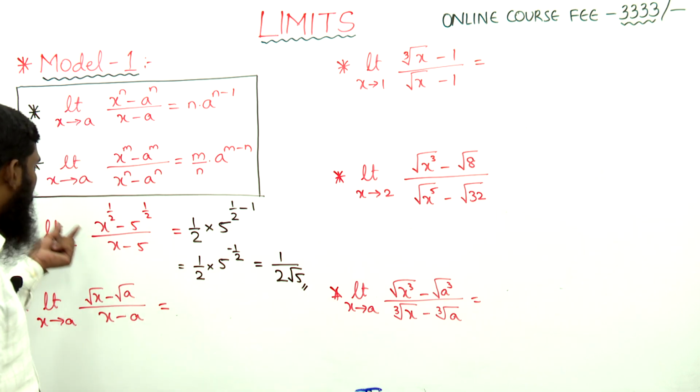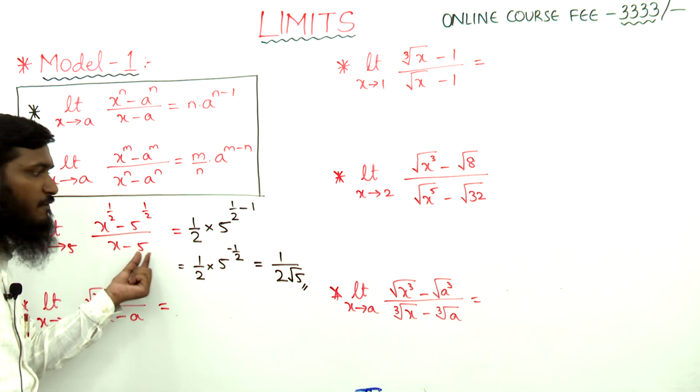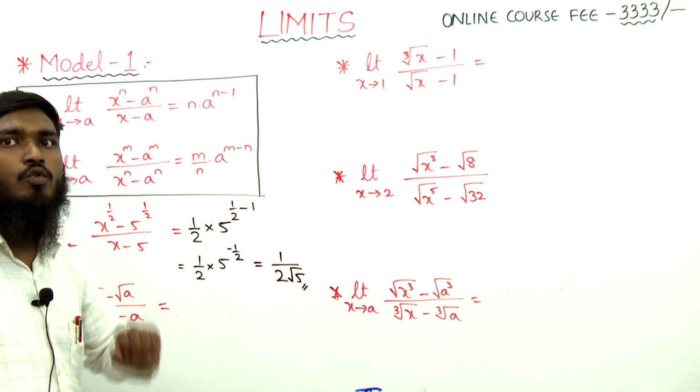Okay, so the answer for this question, limit x tends to 5, x power 1 by 2 minus 5 power 1 by 2 divided by x minus 5, it is equals to what? 1 by 2 root 5.